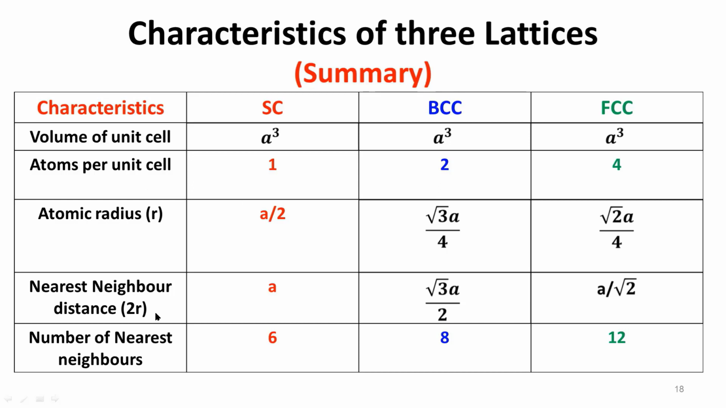Nearest neighbor distance, that is 2R, is equal to a in SC, root 3 by 2 into a in BCC, and in FCC it is a by root 2. Number of nearest neighbors is 6 in SC, 8 in BCC, and 12 in FCC.